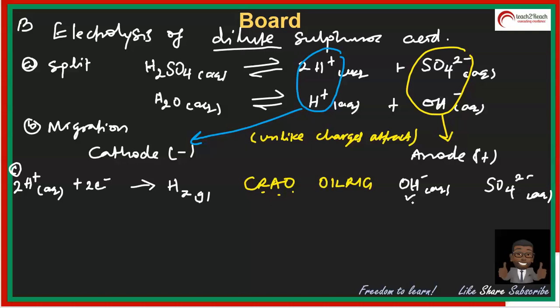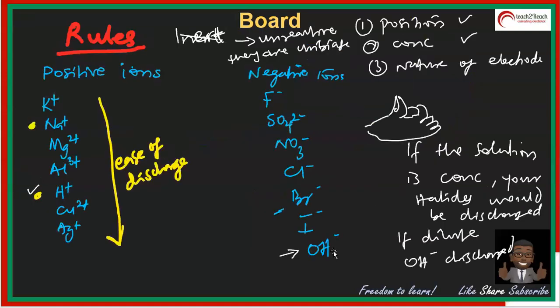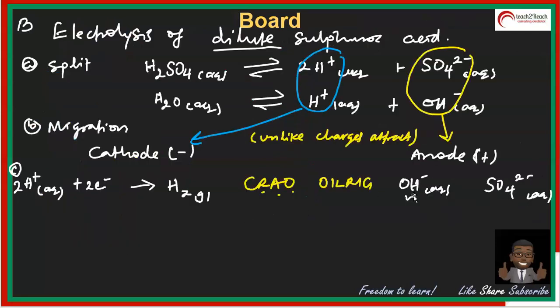That is on one hand. On the second hand, hydroxide is lower in the reactivity series than sulfate. You can see sulfate is far at the top, hydroxide is lower. So two factors favored the discharge of hydroxide: concentration and position in the reactivity series. So hydroxide is favored for discharge over sulfate. So hydroxide is going to be discharged at the anode. Do you get that? Yes, sir.